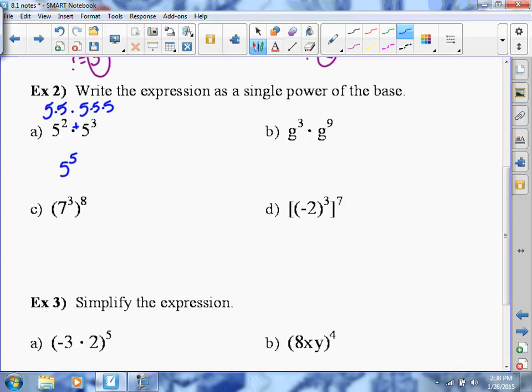Another common mistake is for students to multiply the bases and write 25 to the fifth power. But you don't want to do that. You don't want to multiply your bases together. Okay, keep the base the same. Even if it's a variable or if it's a number, you keep the base the same. So for part B, I have g to the third and g to the ninth. So I'm going to add the 9 and the 3, so that will be g to the 12th.